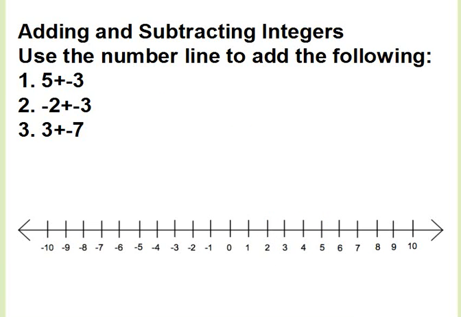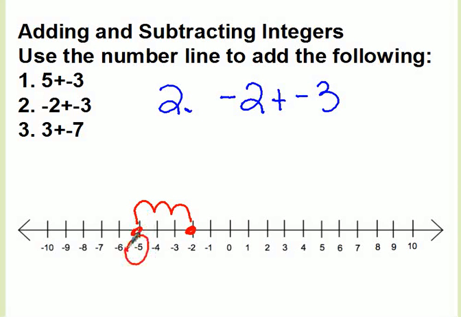Let's see how you did. You should have, of course, written the problem down first. Negative 2 plus negative 3. You then should have put a dot at negative 2 on the number line, added 3 negatives, which then would have put you at negative 5. So your paper should say that negative 2 plus negative 3 is negative 5. If you got this answer correct, you may keep going. If you got it wrong, pause the movie to fix your mistake.